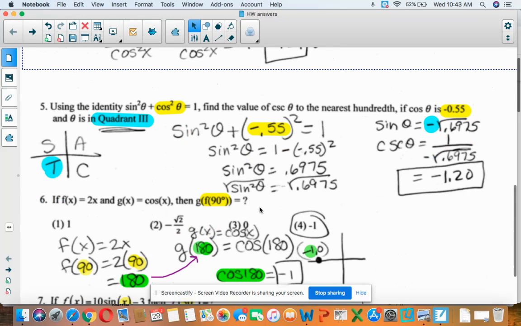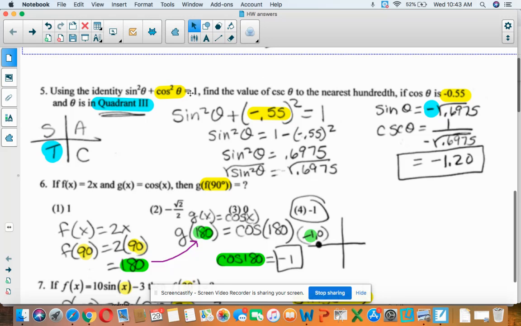Using the identity sine squared theta plus cosine squared theta equals 1, find the value of cosecant theta to the nearest hundredth if cosine of theta is negative 0.55. So I'm going to substitute this in for cosine. So I'm using this identity right here. I highlighted cosine squared theta in yellow. I'm substituting in negative 0.55 because that's what cosine of theta is equal to.